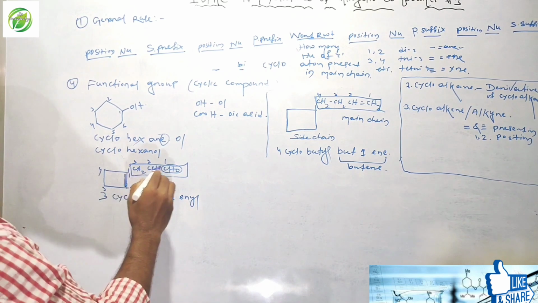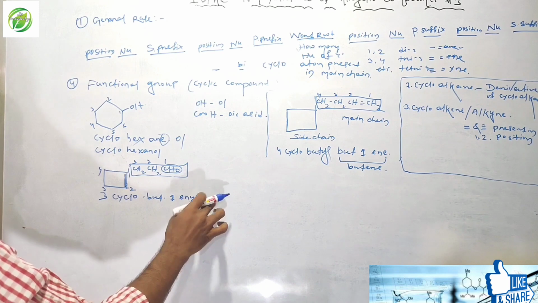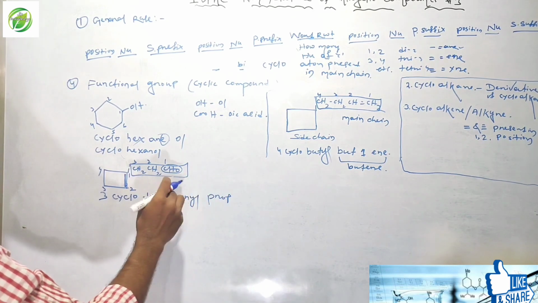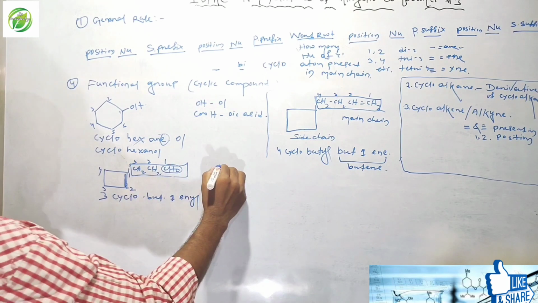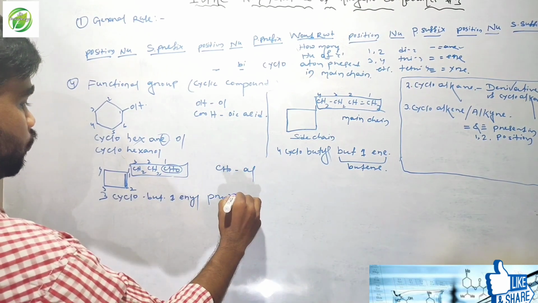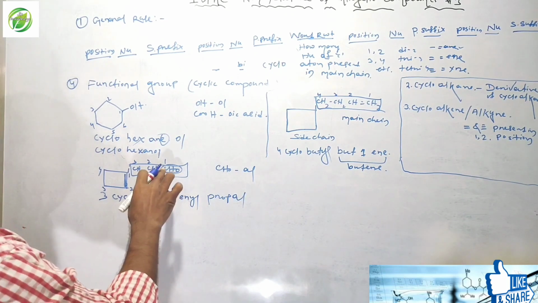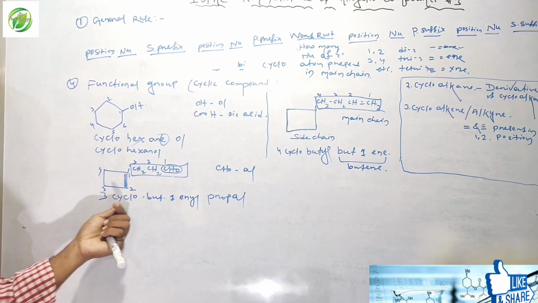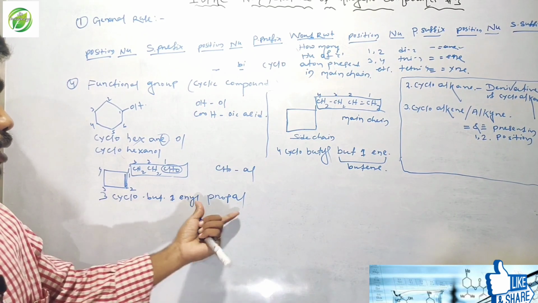This is 1, 2, 3. So use prop, and for CHO the suffix is al. This is propanal. Propanal is in the first position, so we do not use 1. The resultant name of this compound is 3-cyclobutenyl propanal.